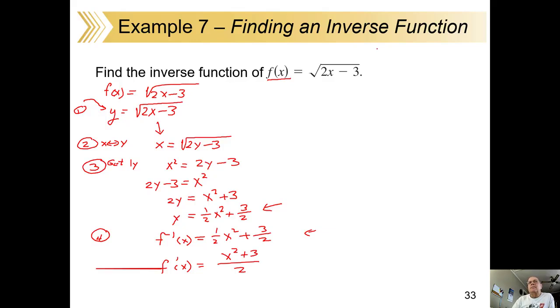And last of all, you won't like this one. You really ought to check it. Take the original function, compose it with the inverse function, and see if you end up with x again. That's part one. Part two, you have to do it in the opposite order to make sure you get the same thing.